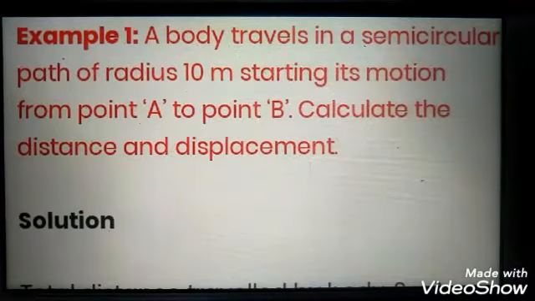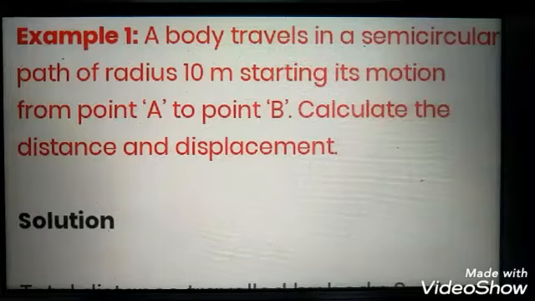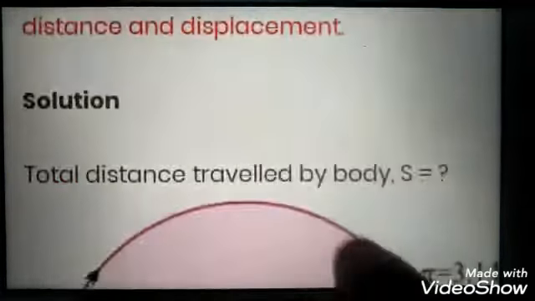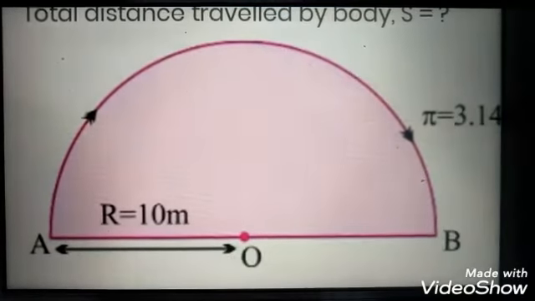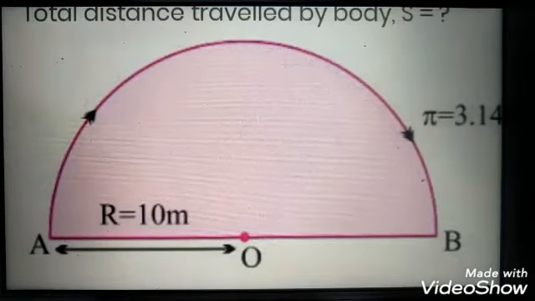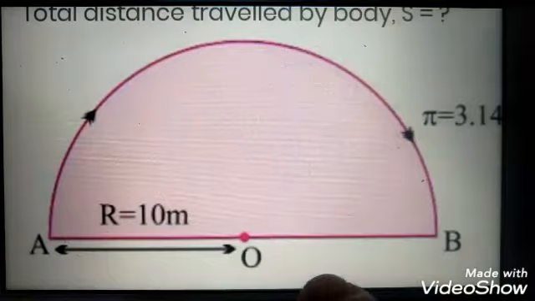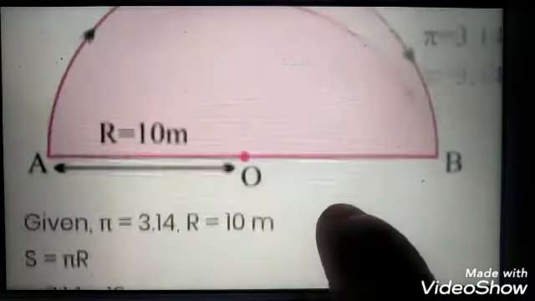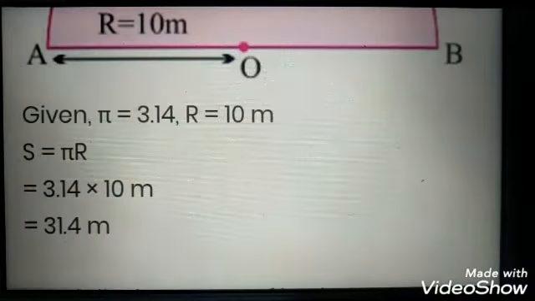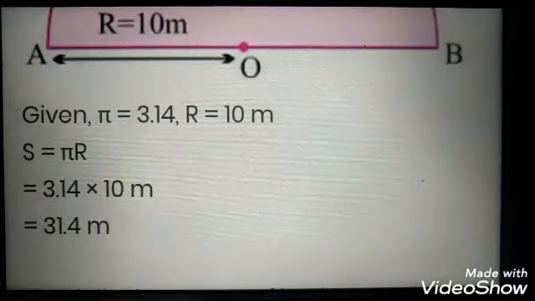To find out the distance, it is the total path covered by the body, and the displacement is the shortest path from the starting point to the ending point. So we have the semicircular path in this way. So the distance traveled by the body is given by pi into r, which is equal to 3.14 into 10, which is equal to 31.4 meter.